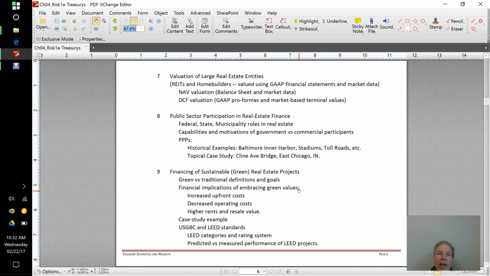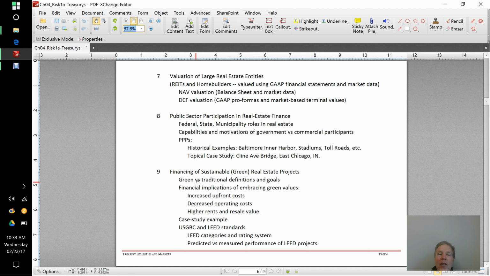Then we're going to spend some time on public sector participation in real estate finance. This is going to be extremely important, as you can imagine, in the next few years, given that our president and both the Republican and Democratic sides of our Congress agree that our infrastructure needs upgrading, expansion, and replacement. And I think just about everybody agrees we can't pay for all of that with just taxes. So public sector participation is going to be important, especially by the time you're graduating.